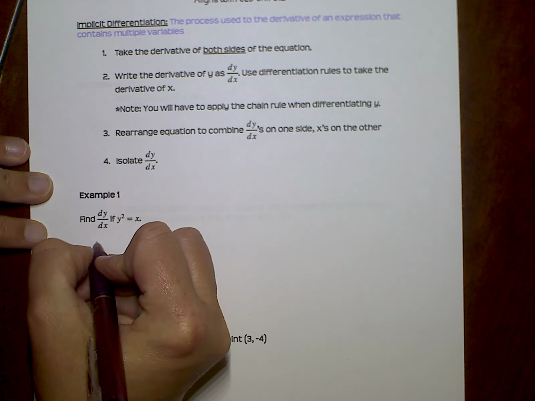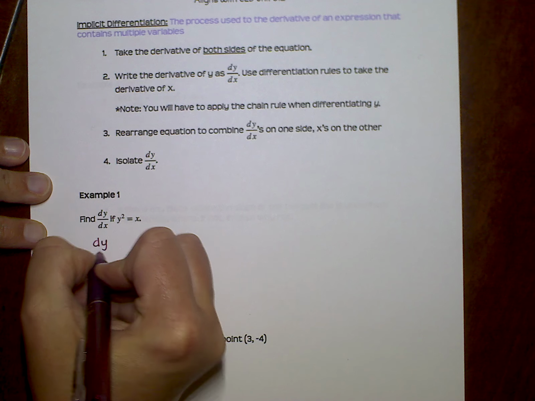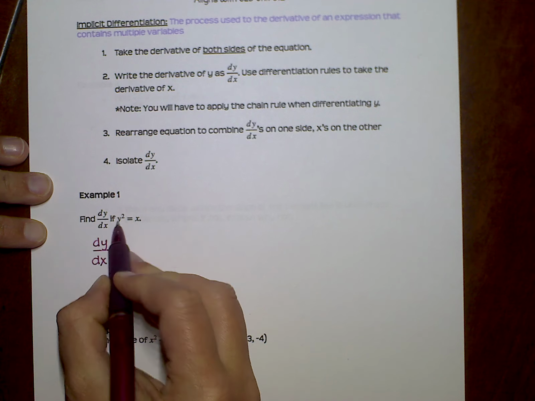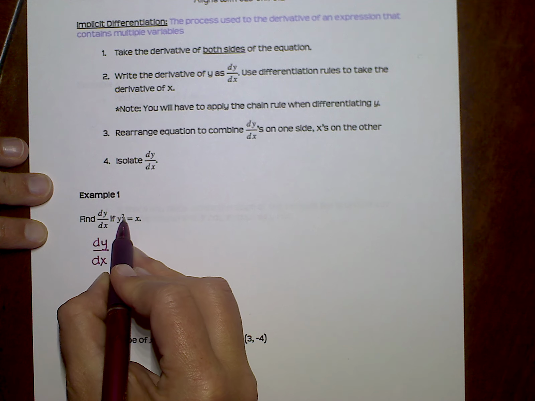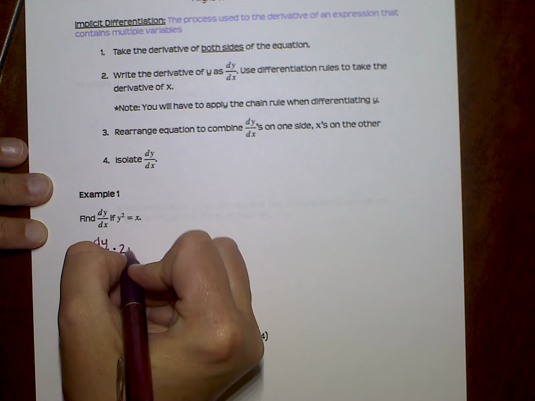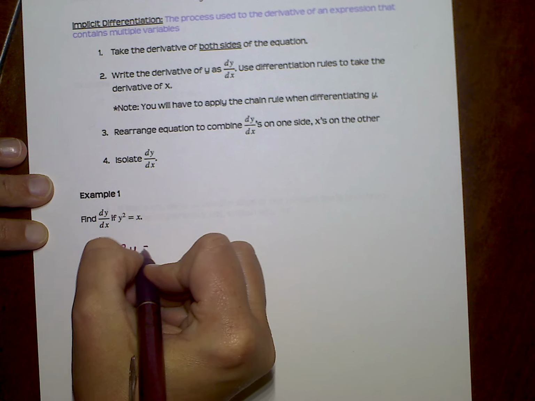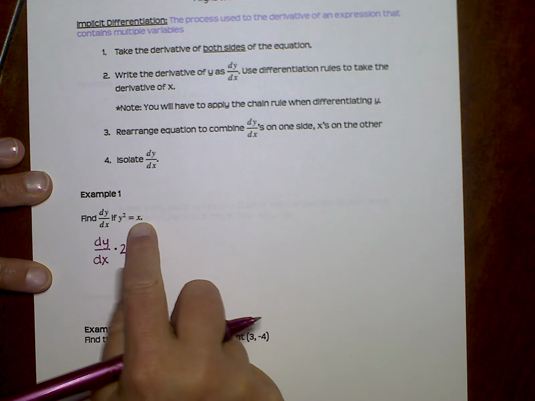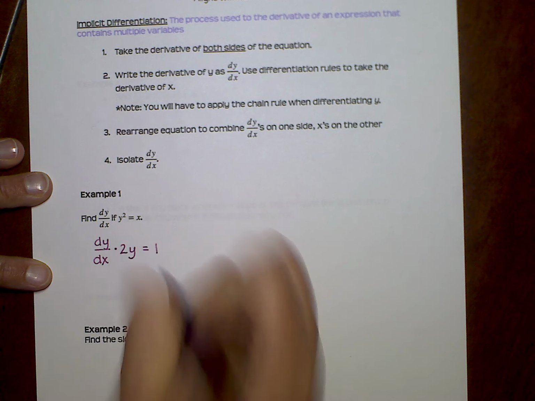So I'm going to say dy dx times, and then I'm going to apply my derivative rule to the outside function, which is the y squared, and I'm going to call this a 2y. And then over on the right side, I'm just going to take a derivative like normal, because that's just an x. So the derivative of x is just 1.